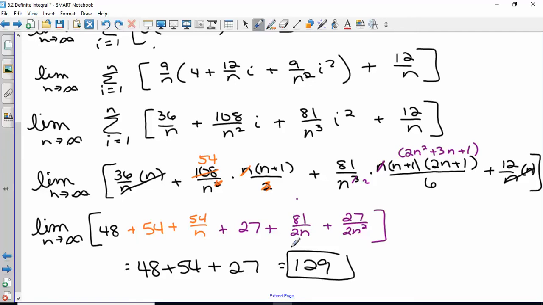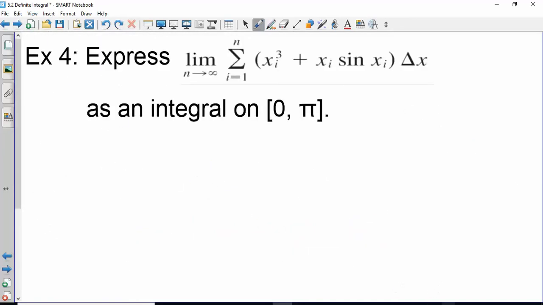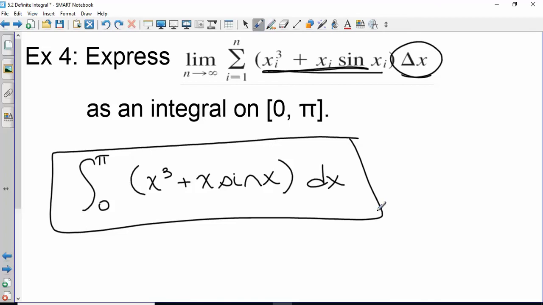I want you guys to try example 5. You're not actually calculating anything, you're writing the integral on this one. So it'd be the integral from 0 to pi. In this, I don't care what kind of variable I have, just change it to an x. So it's x cubed plus x sine of x. And what do you replace that change in x with? dx.